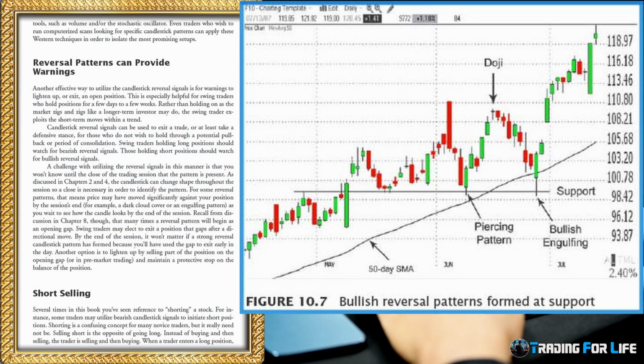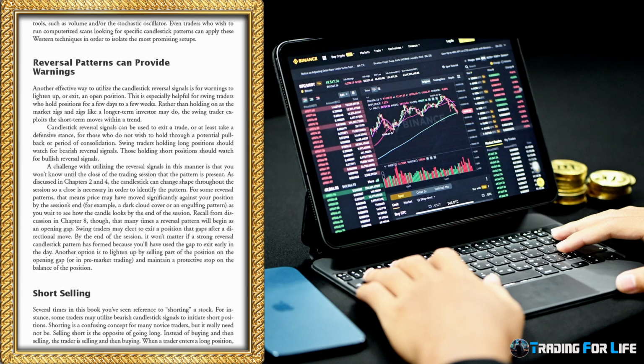Even traders who wish to run computerized scans looking for specific candlestick patterns can apply these Western techniques in order to isolate the most promising setups. Reversal patterns can provide warnings. Another effective way to utilize the candlestick reversal signals is for warnings to lighten up or exit an open position. This is especially helpful for swing traders who hold positions for a few days to a few weeks.